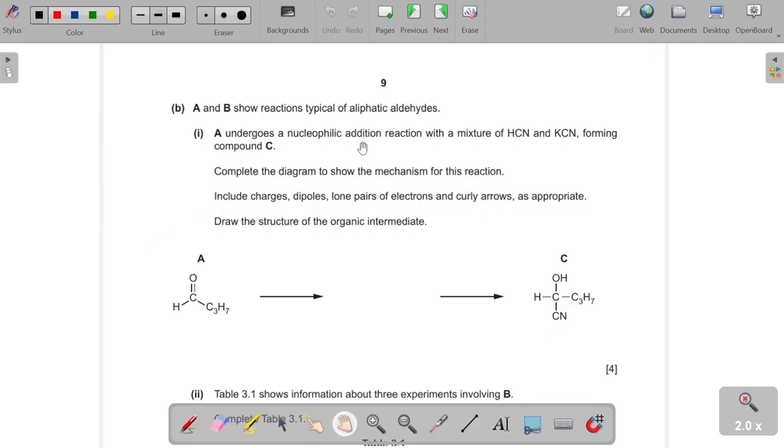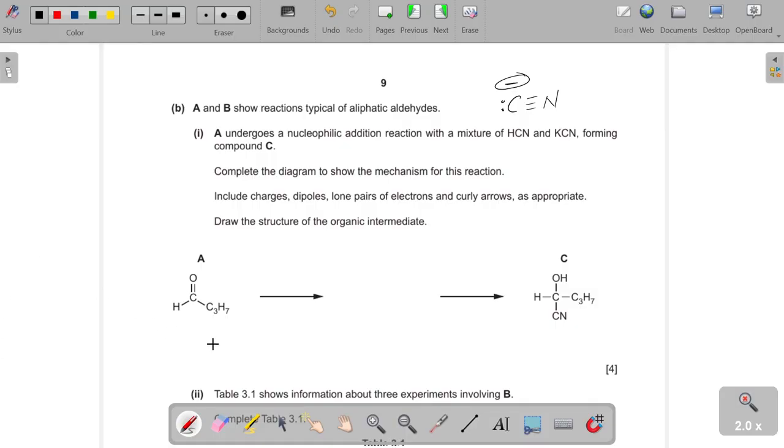A undergoes the nucleophilic addition reaction with a mixture of HCN and KCN forming compound C. Complete the diagram to show the mechanism for this reaction. Include charge, dipole. So now you know the cyanide group acts as a nucleophile. You have this CN, also known as a nitrile group, C triple bond N. Carbon can make a maximum of 4 bonds. Good thing is it can act as a nucleophile as well as an electrophile. We will discuss later how.